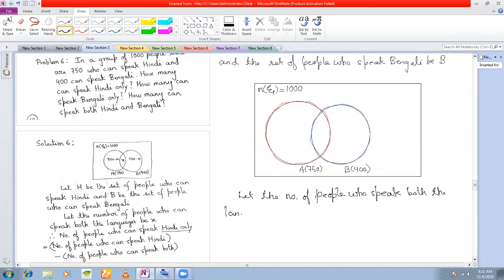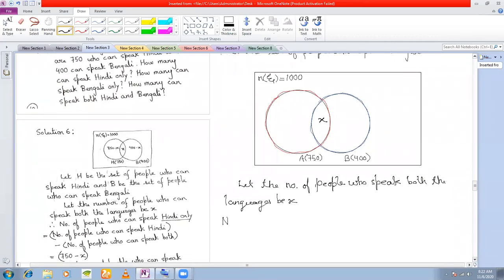Let the number of people who speak both the languages be X. So I write X here. Now see, number of people who speak Hindi is how many? 750. Number of people who speak both the languages is X. So how many people can speak Hindi only? Tell me how many people can speak Hindi only? So we can do it as 750 minus X.